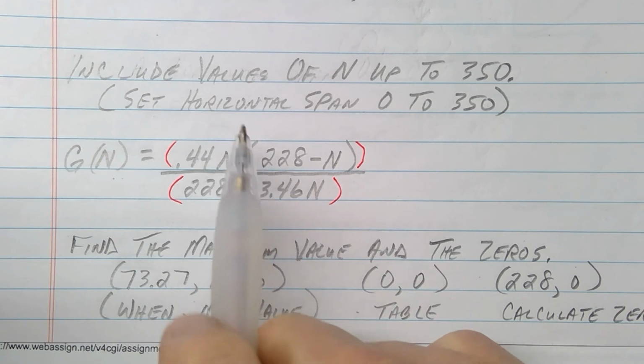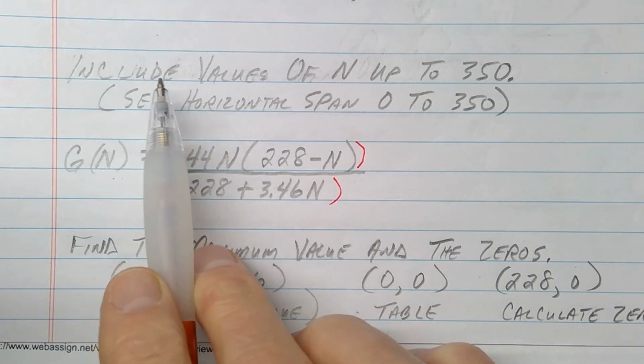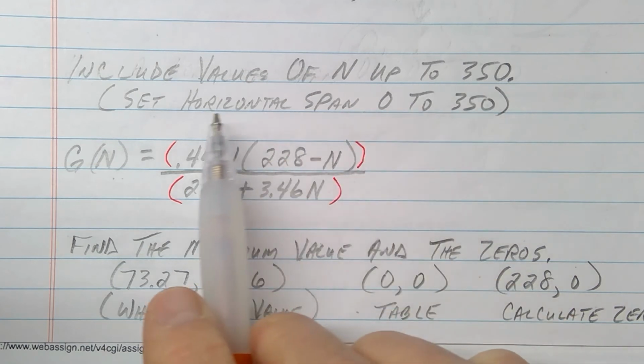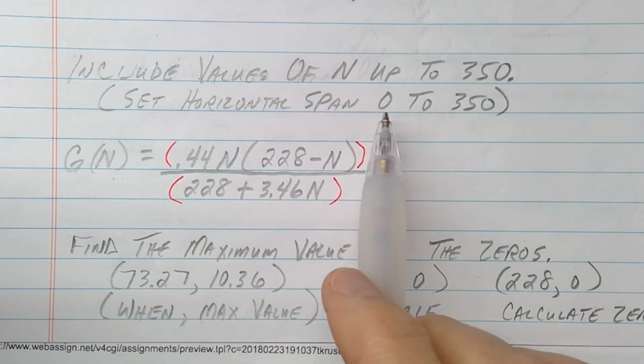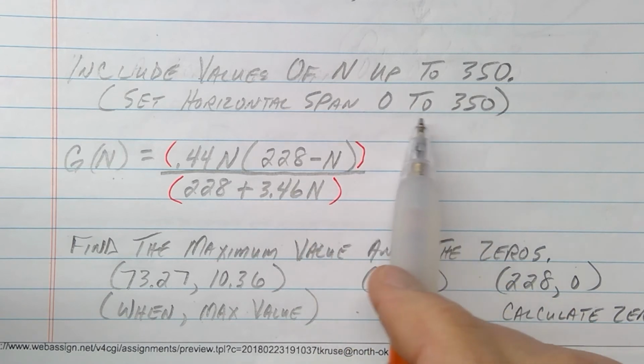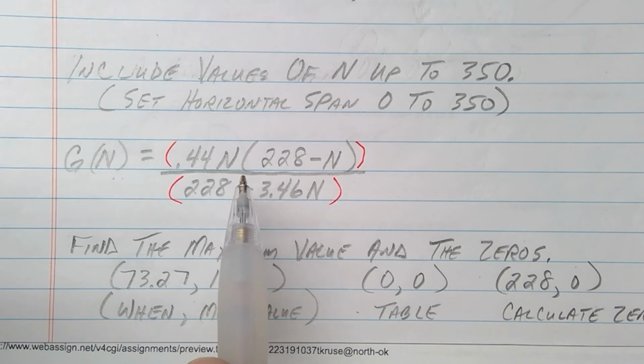All right, this will be the last one. So your instructions say include values of n up to 350. That's another way of saying set your window from 0 to 350. I want to go up to 350, starting at 0. So we're going to set our x as 0 to 350. We're going to put this into our calculator.